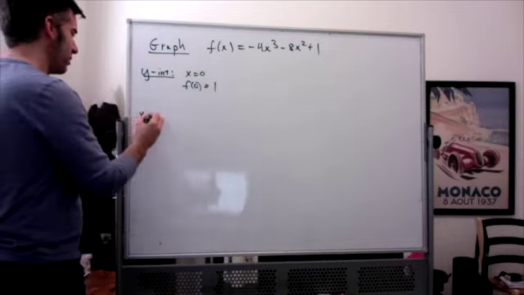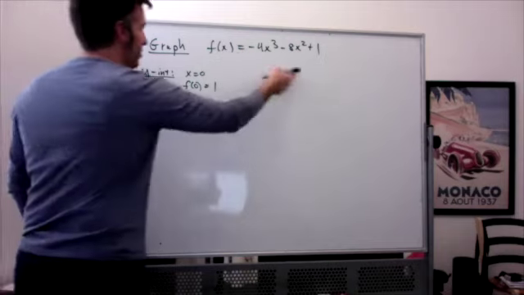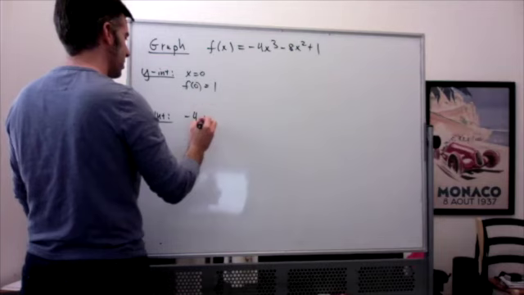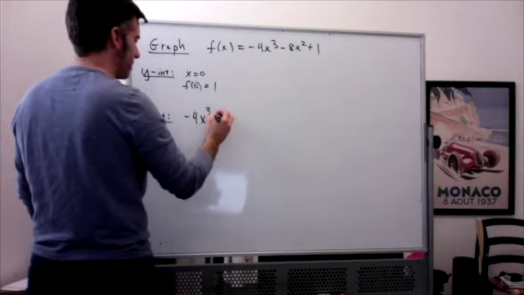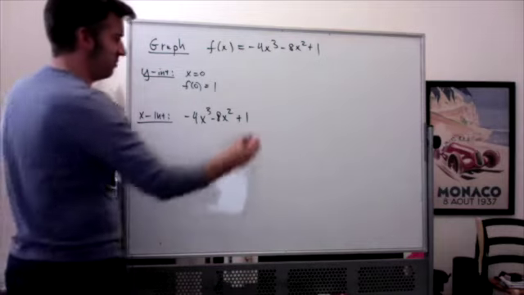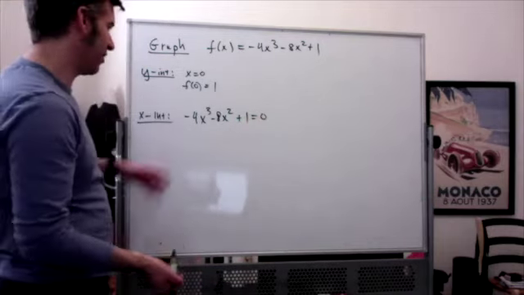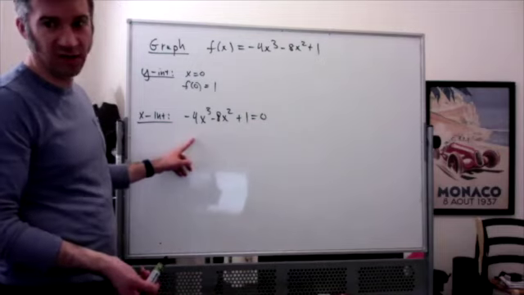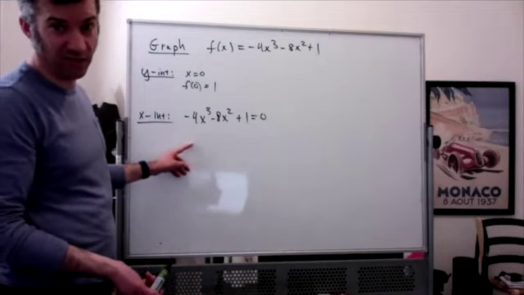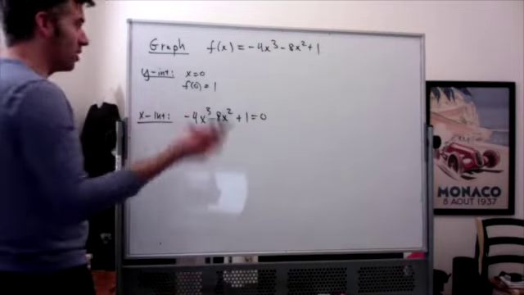X-intercepts might be a little bit challenging here. If I set this equal to 0, yeah, sometimes people make up things that don't have very nice x-intercepts. I might come back to that. I don't know if it factors, right? When you have something cubic, it can be hard to see how it factors or if it factors. I'm going to leave that alone for the moment. We know there's no asymptotes.